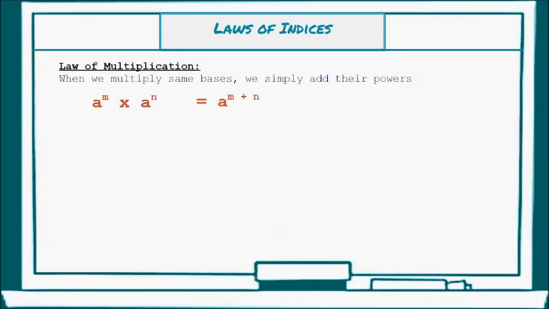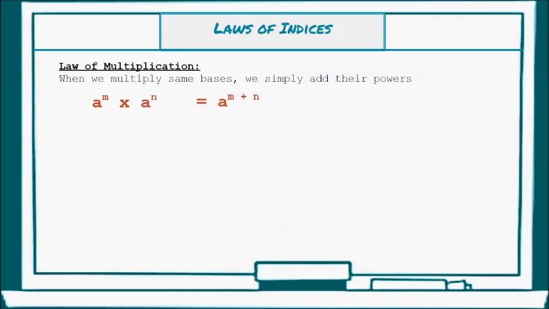First one is the law of multiplication. According to this law, when we multiply the same bases, we simply add their powers. It means, if we multiply 2 expressions having the same base, which is a here, we will add their powers, m plus n.